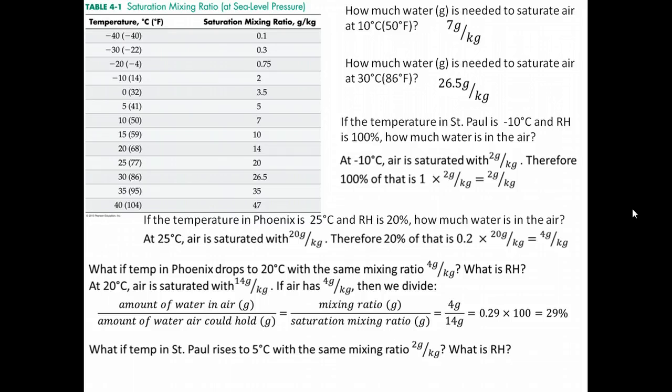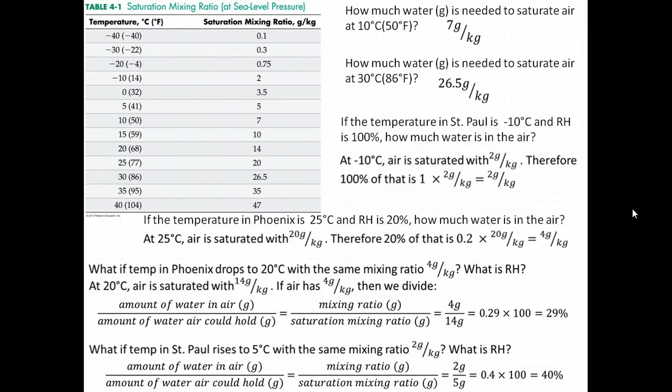And the question was, how much water did it have before? It had 2 grams per kilogram before. That's what we determined earlier. So we follow the same process. We take the actual amount of water in the air, which is the mixing ratio, which we calculated earlier, and we divide that by the amount of water that the air could hold at that temperature, in this case 5 degrees Celsius. So we take the 2 grams that it's actually holding and divide it by the 5 grams it could hold, and we end up with 0.4, which we multiply by 100 to get 40%.